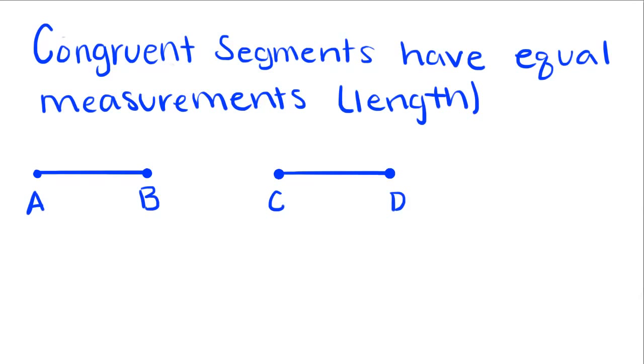So down here I have two segments drawn already, and if you were to measure them, you would find that the distance from A to B is 5 centimeters. So we write that as AB, and since it's a line segment, we put a little bar on top of it, is equal to 5 centimeters. Don't forget your units. Those are always really important in geometry.